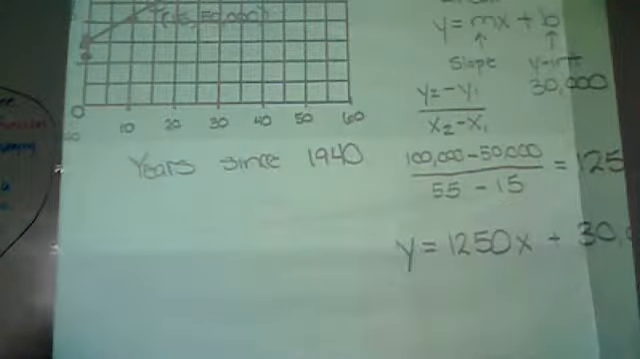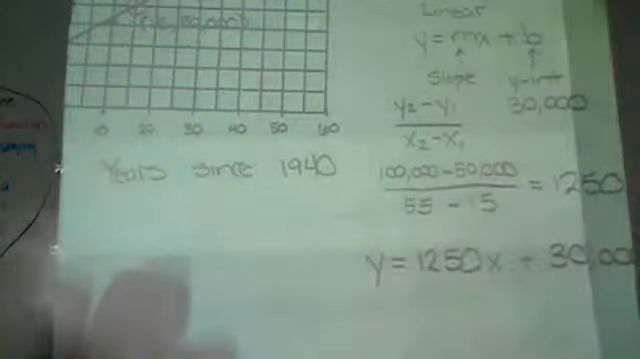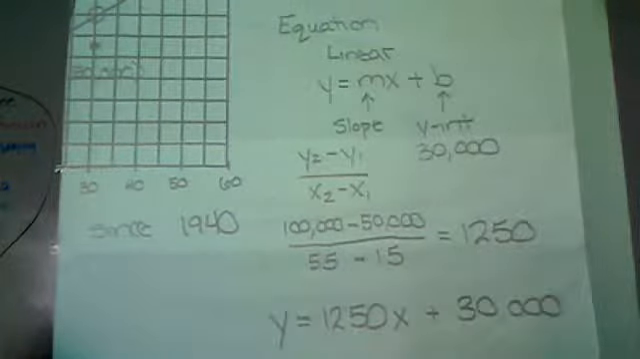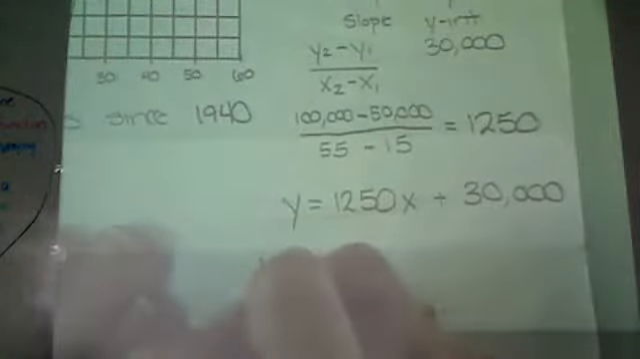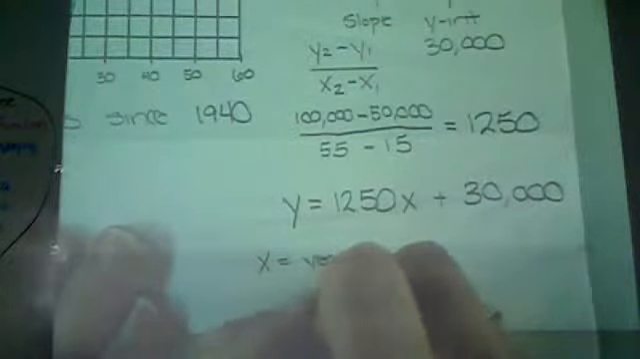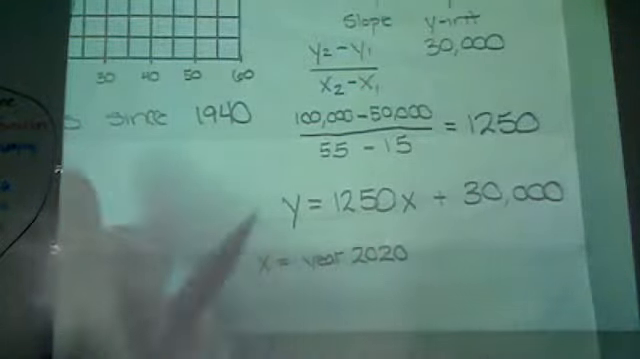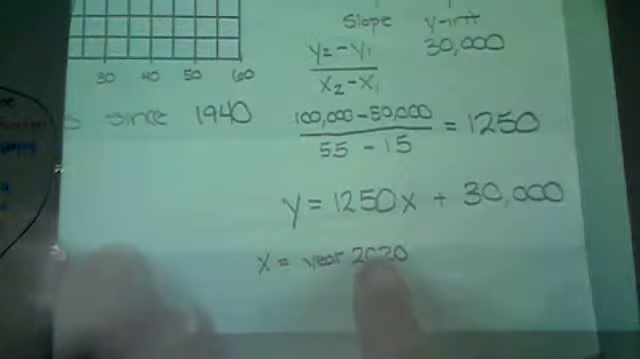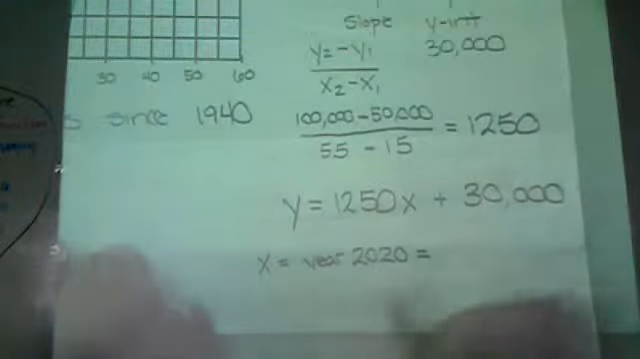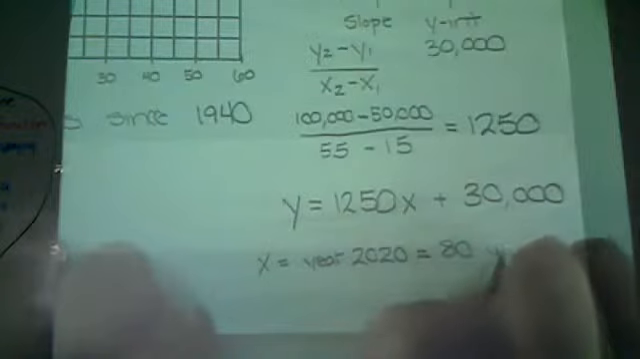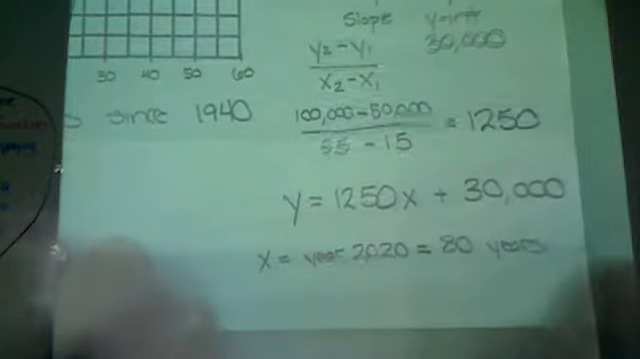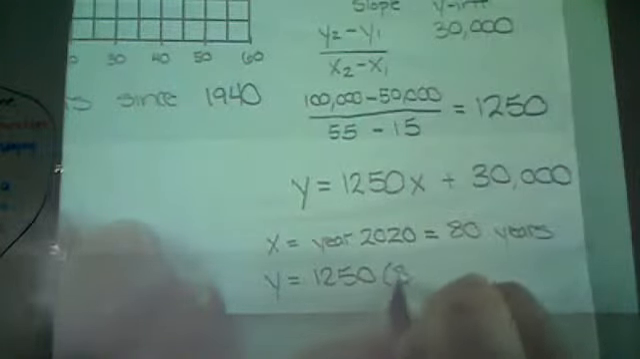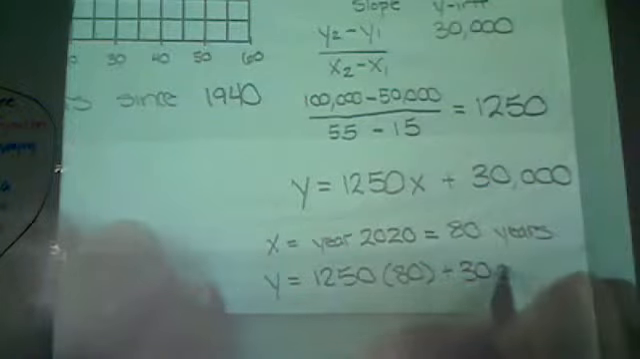The last part says use the equation, so we're going to use this equation to predict the median price of a home in 2020. So our x value is going to be the year 2020. But remember, we haven't been doing 1940, 1950, 1960. We've been doing years since 1940. Well, 2020 is 80 years since. So we're going to be plugging 80 into our equation. So y equals 1250 times 80 plus 30,000.